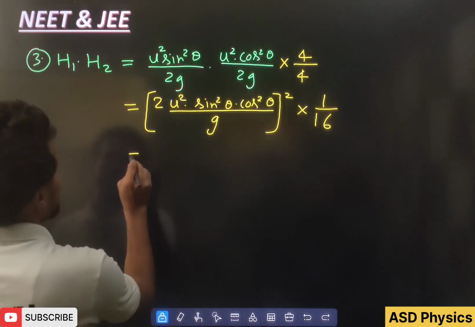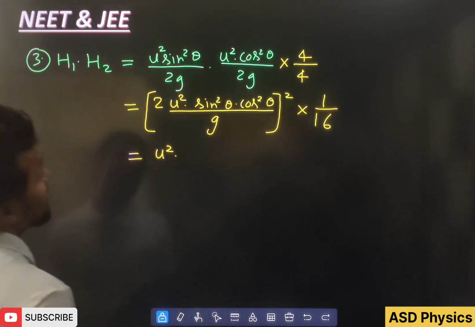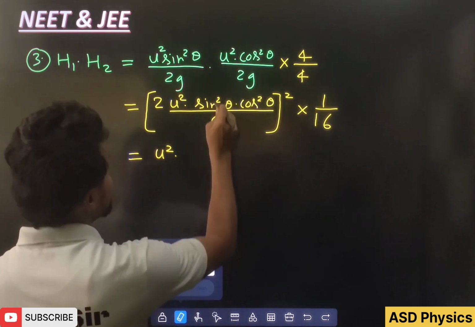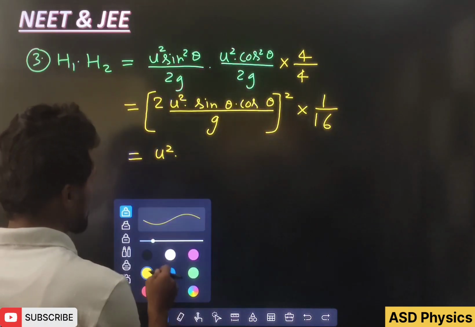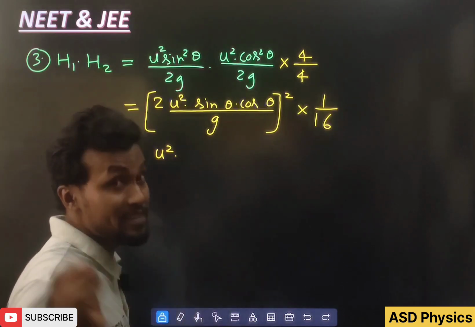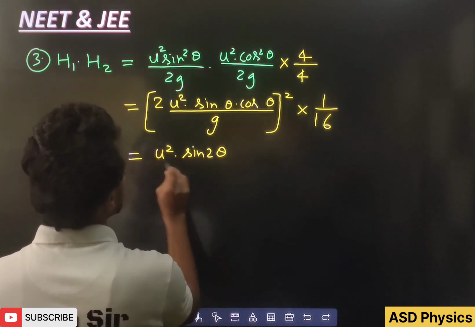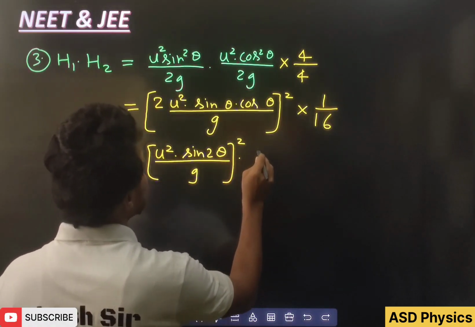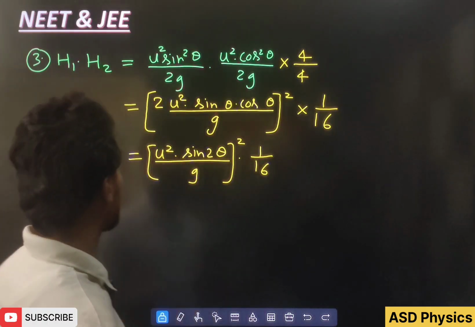Now after that, I can write u square into 2. I can write 2 sine theta cos theta. One more thing will be there. See, this square no need to write here. Okay. So in this situation, when you observe, it will become u square 2 sine theta cos theta. That means this will become the sine 2 theta by g, u square sine 2 theta by g whole square into 1 by 16. Is it? Now you can see very well what has happened.